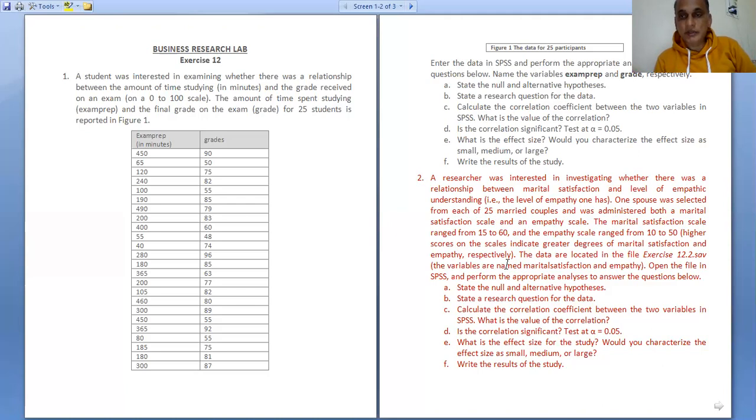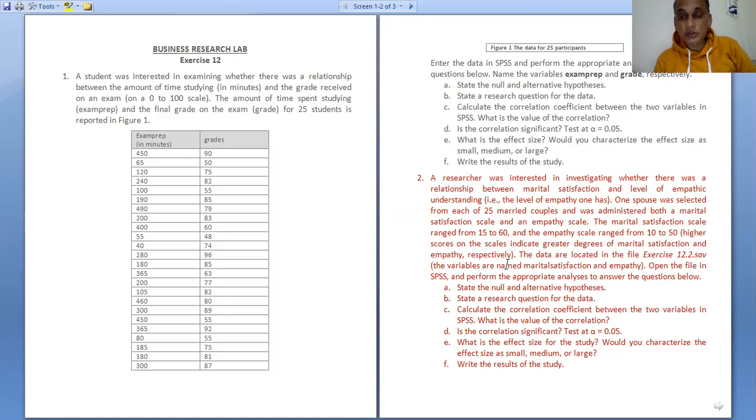A researcher was interested in investigating whether there was a relationship between marital satisfaction and level of empathic understanding, that is, level of empathy one has. One spouse was selected for each of the 25 married couples and administered both a marital satisfaction scale and an empathy scale. The marital satisfaction scale ranged from 15 to 60, and the empathy scale ranged from 10 to 50. Higher scores on the scales indicate greater degrees of marital satisfaction and empathy, respectively. The data are located in the file.